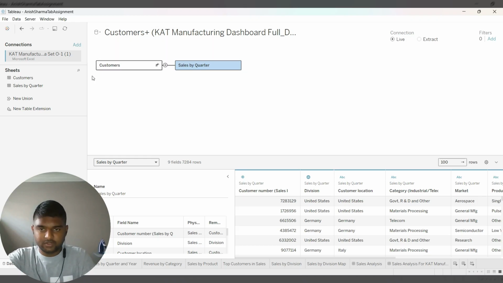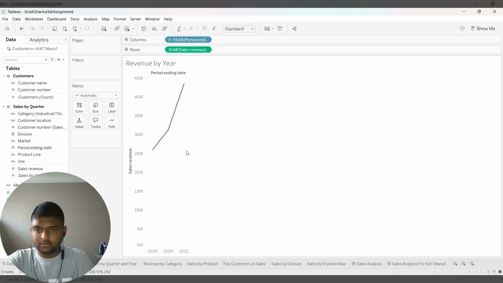This is going to be going over the CAD manufacturing dashboard by sales, by quarter, customers. So let's start off. This is revenue by year. It goes over the line chart of period ending date sales revenue by year, which covers just how much was sold during each individual year, I might add.